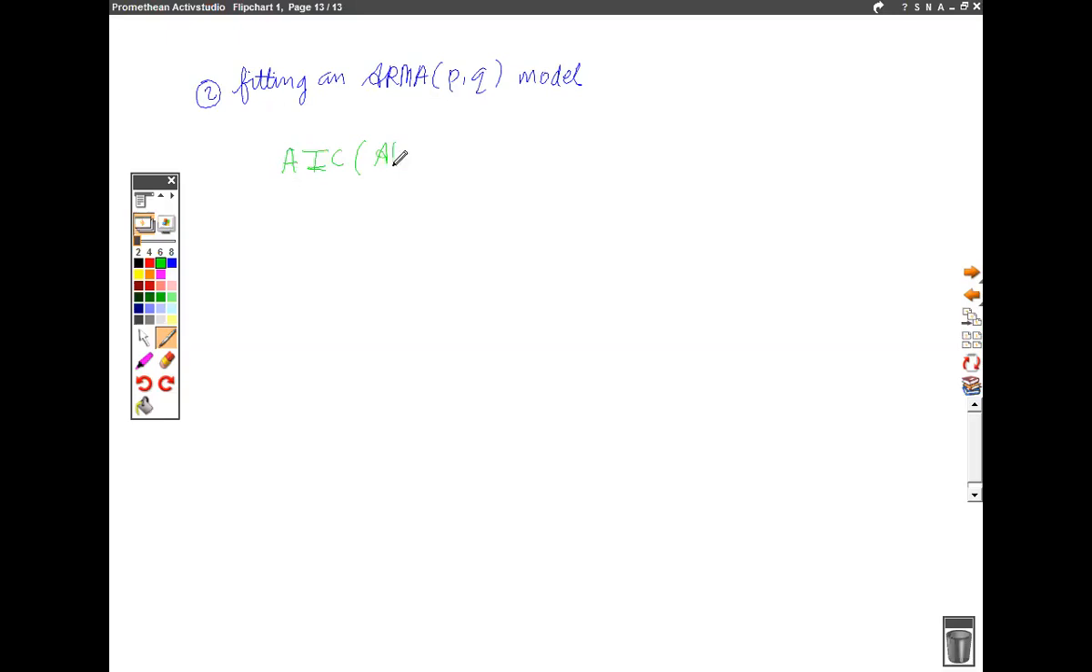And this is the Akaike information criteria. So the lower the value for this, the better our model is. And the formula for this is log of sigma hat squared plus 2 times the number of parameters you have upon n. So you see what's happening here?